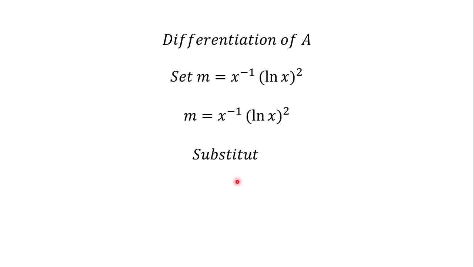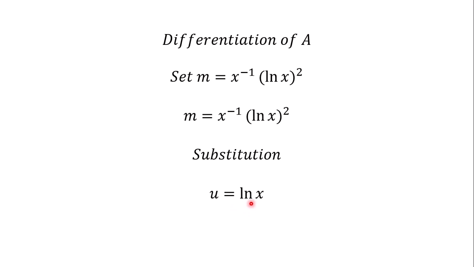Differentiation of A. So let's differentiate A. I said when you are choosing the variable, make sure you don't choose what is in the question. So here we are going to let m be equal to x raised to the power minus 1 multiplied by the bracket natural log of x all squared. Now let's form the equation. So m is equal to, okay, here we are going to do another substitution before we differentiate. We are going to let u be equal to this one.